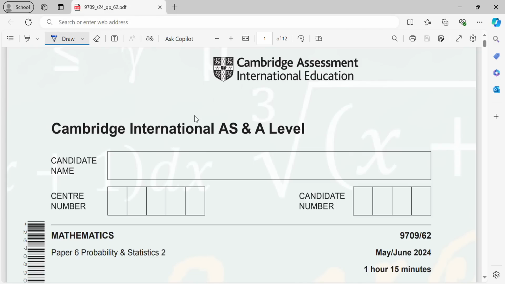This video is to discuss Cambridge International AS and A-Level Mathematics Paper 6, which is Probability and Statistics 2 for May-June 2024, and the code is 9709/62.